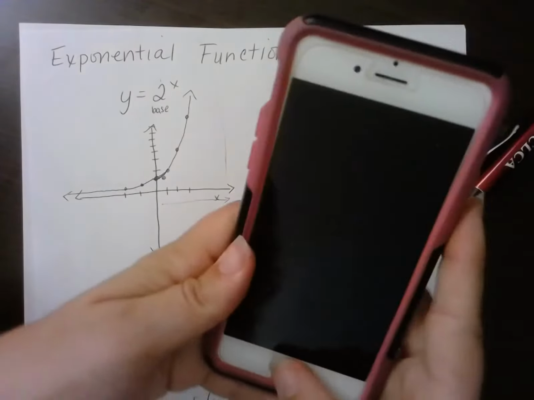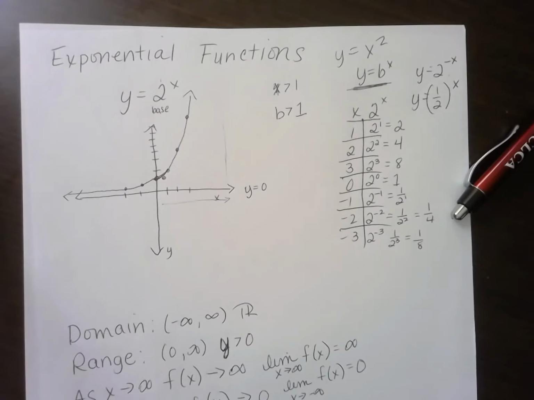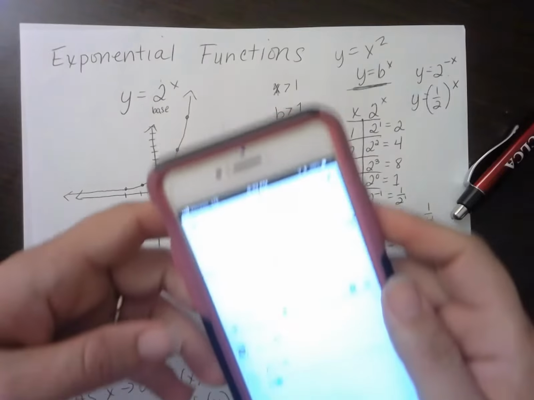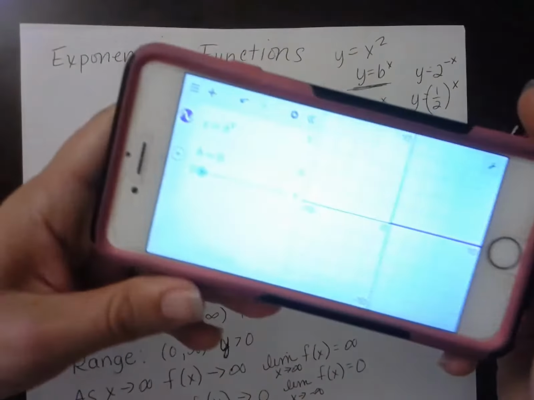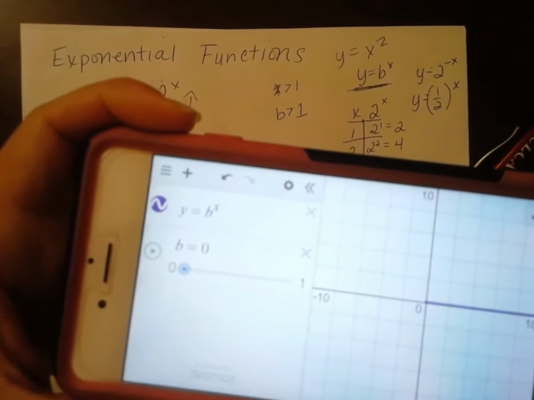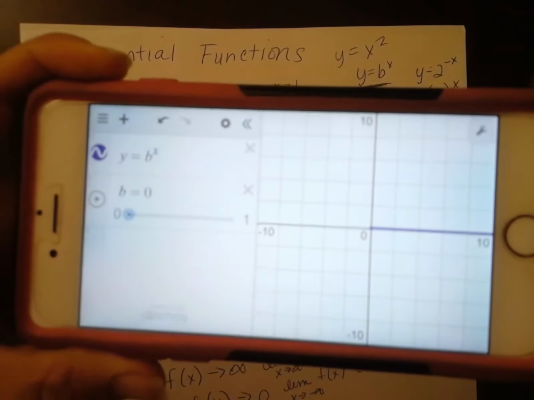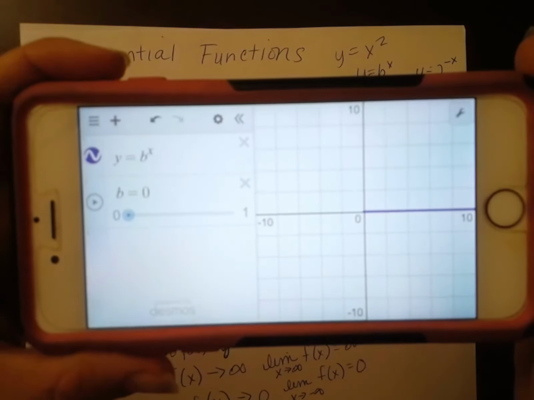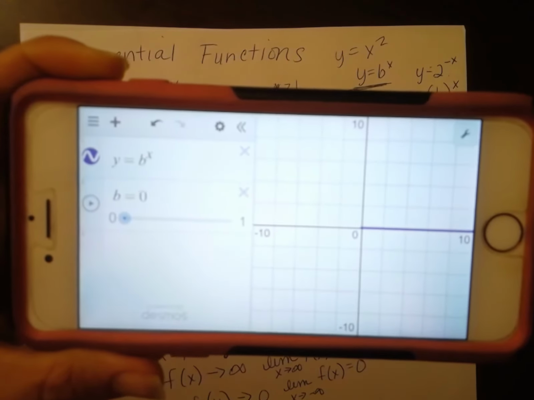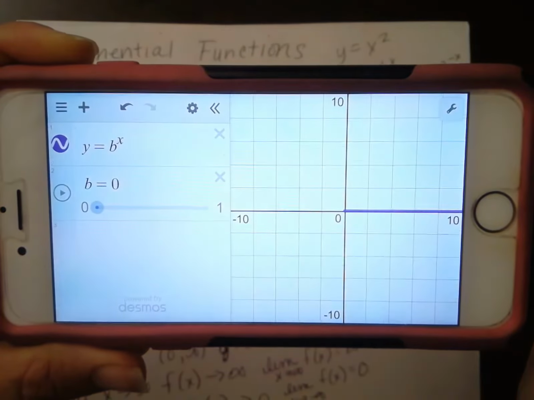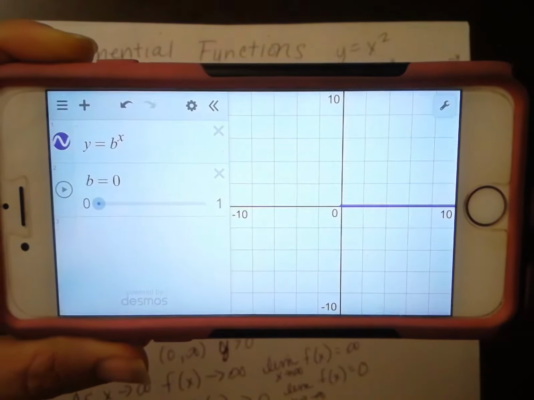And I just wanted to show you really quickly on Desmos. I have it set up here. If you can see it. Okay, so I have y equals b to the x, and I have my slider set so that b equals 0, which means I don't really have an exponential function. That's why it's looking like a flat line.